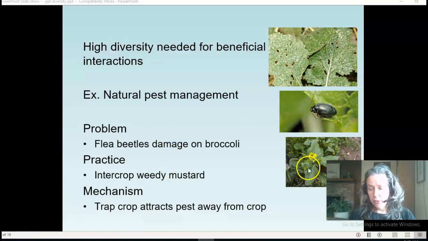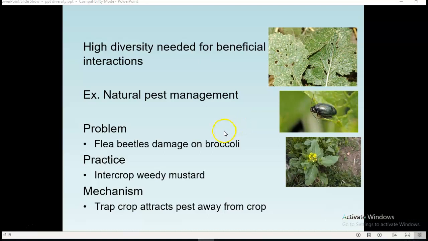Mustard is also a brassica, and it has generally pretty broad leaves, small flowers here, and it acts as a trap crop. The flea beetles go to the mustard, which is not necessarily your cash crop, and that pulls them away from the cash crop, which is broccoli in this case.